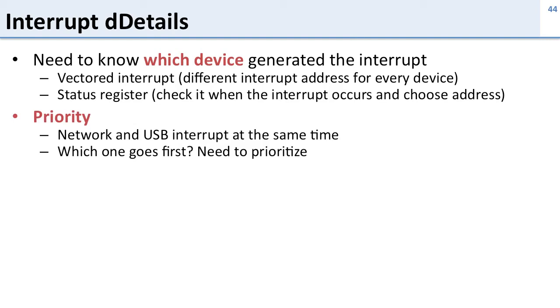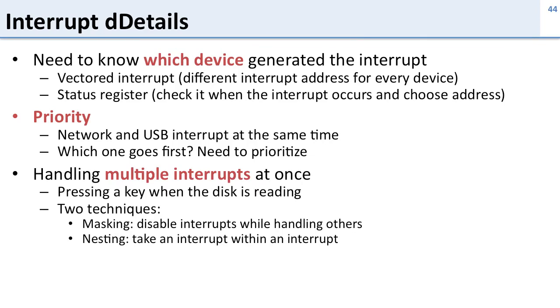We also need to handle priority. So we can have multiple interrupts at the same time. For example, if we have network data coming in and somebody pressing a key on the keyboard, which one do we handle first? We have to prioritize this. And there's the tricky issue of handling multiple interrupts at once. So what happens if you press a key when the disk is reading? Well, there are two ways to handle this. The first is masking. That is, while we're taking care of the disk read, we can disable all the other interrupts, and then we won't get that keyboard interrupt. Of course, we'll lose it.